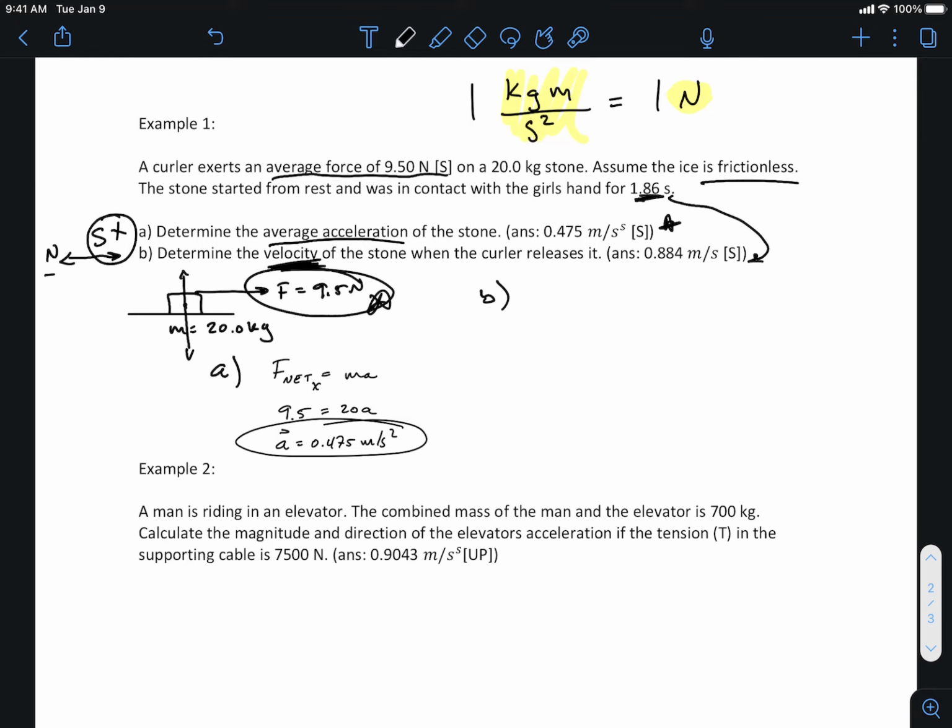We know that it's in the curler's hand for 1.86 seconds. We also know the acceleration. So what are we doing? We're writing down all the things that we know and we don't know, right? We know t equals 1.86. We know a is equal to 0.475. And we know it started from rest. What are we asked for? The velocity of the stone, V2.